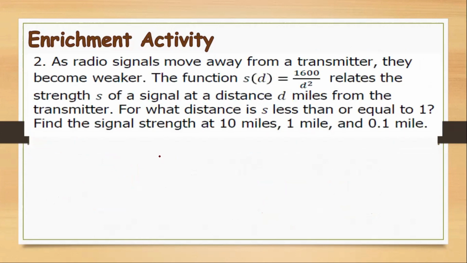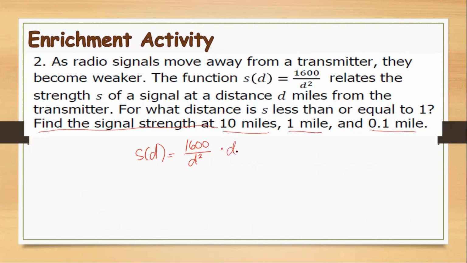Next is as radio signals move away from the transmitter, they become weaker. The function S of D equals 1,600 over distance squared relates the strength S of a signal at a distance D miles from the transmitter. For what distance is S less than or equal to 1? Find the signal strength at 10 miles, 1 mile, and 0.01 mile. Okay, so for this second question, the signal strength at 10 miles, so this one is already given.